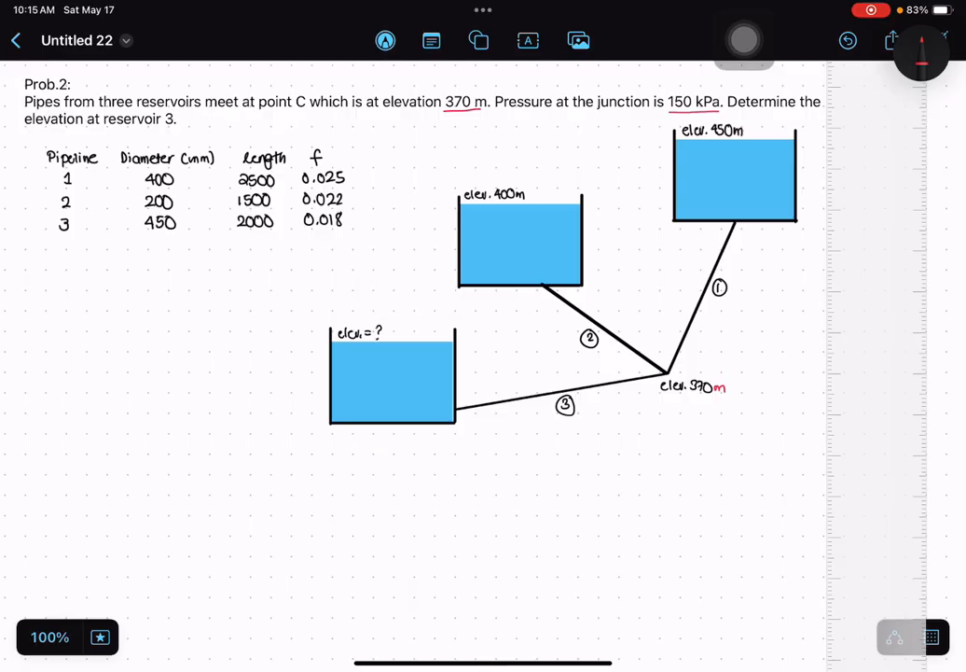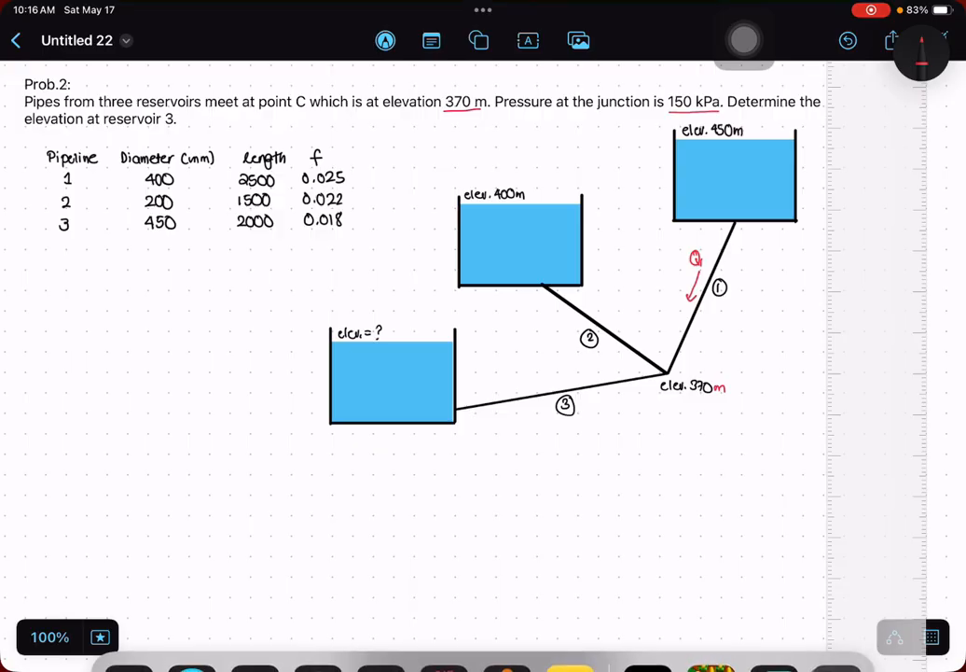Now this is a case kung saan case 1, given yung pressure at the junction. And wala tayong machine dito. So by principle, yung highest elevation is mag-susupply. So tawagin natin tong Q1. Then yung sa magre-receive na lowest elevation, since hindi pa natin alam yung elevation ng reservoir 3, yung water surface doon, wag muna tayo mag-conclude na mag-receive siya.